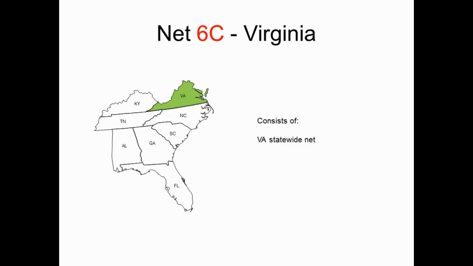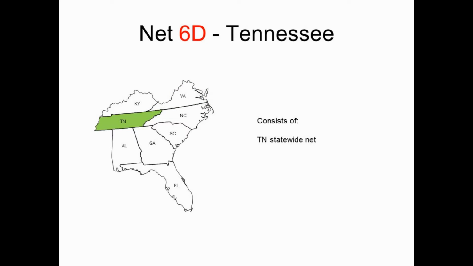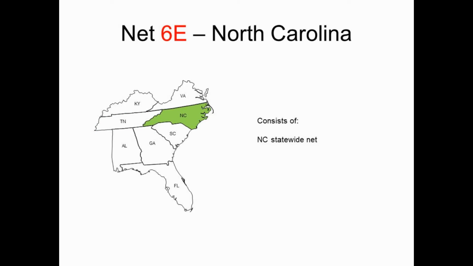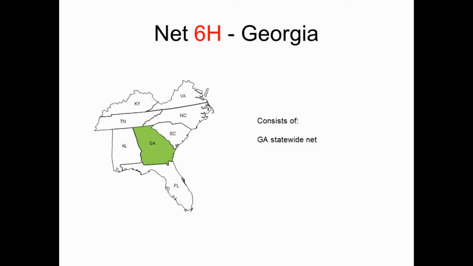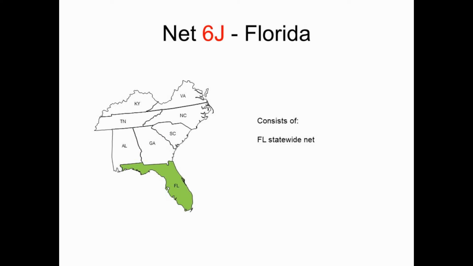The 6 Charlie net is the Virginia state net. The 6 Delta net is the Tennessee state net. The 6 Echo net is the North Carolina state net. The 6 Foxtrot net is the South Carolina state net. The 6 Golf net is the Kentucky state net. The 6 Hotel net is the Georgia state net. The 6 Juliet net is the Florida state net.